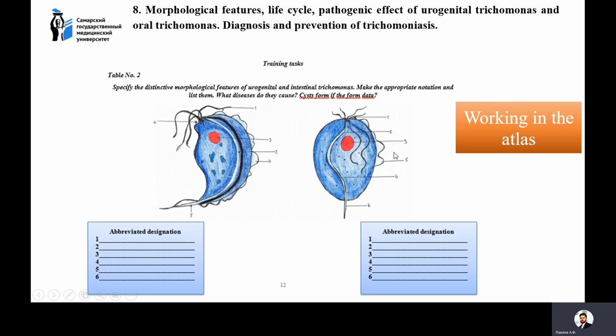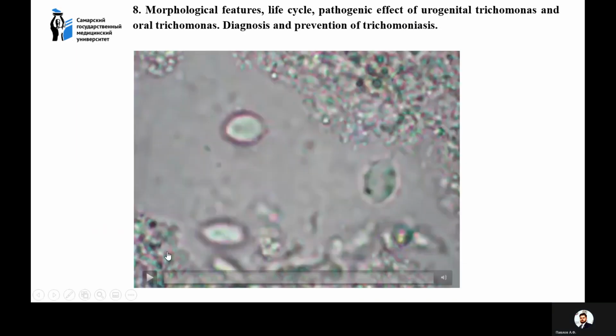Complete the task in the atlas. Specify the definitive morphological features of urogenital and intestinal trichomonas. Make the appropriate notation and list them. What diseases do they cause? Cyst form. Pay attention to the video which shows trichomonas under a microscope.